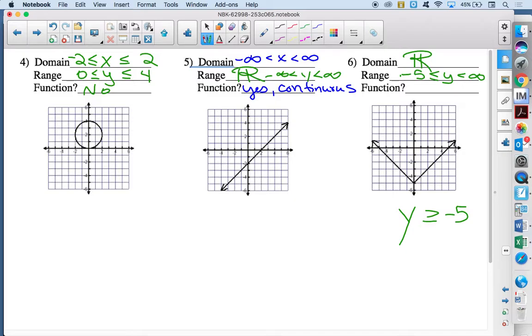Is that one a function? Yes. Passes the vertical line test. It's continuous. There are no breaks or holes in the graph. If there was a hole somewhere, then it would not be continuous. You'd just say it's smooth.